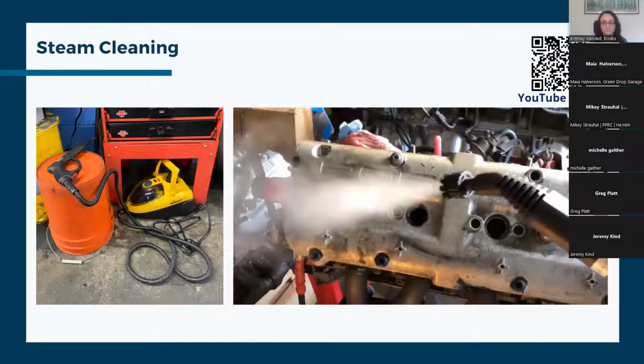Okay. Anyway, if you do choose to use this method, always ensure any drips from the process are captured underneath with a drain pan.